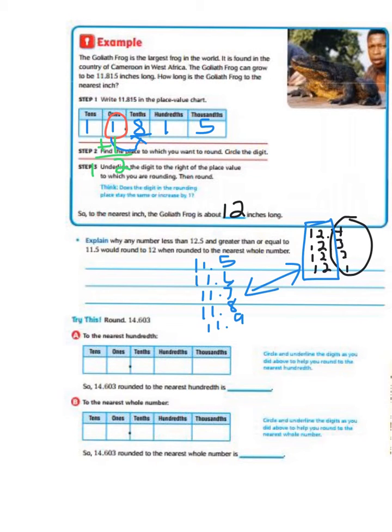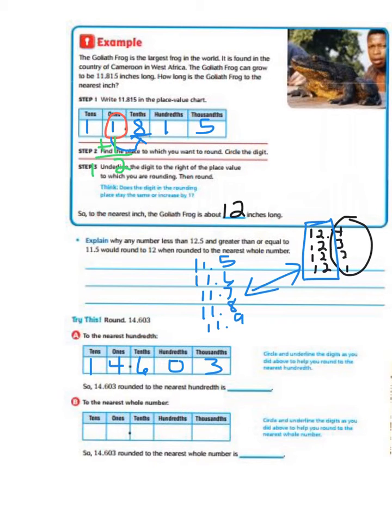Now we're going to try this. And it says to round 14 and 603 thousandths to the nearest hundredths. So first thing we're going to do is write that number in our place value chart. And that would be 14 and 603 thousandths.